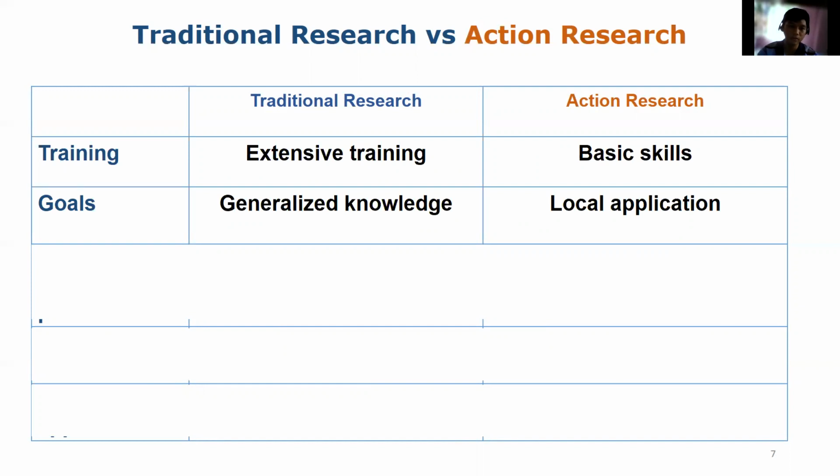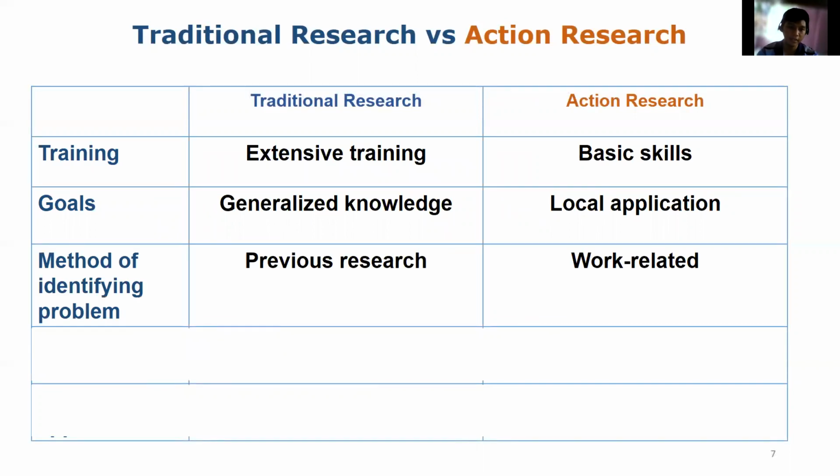The goal of traditional research is to come up with generalized knowledge. But for action research, you have a small setting, which is your classroom or your school, and you do action research so that you can apply what you discover to your own school or to your own classroom. So local lang.